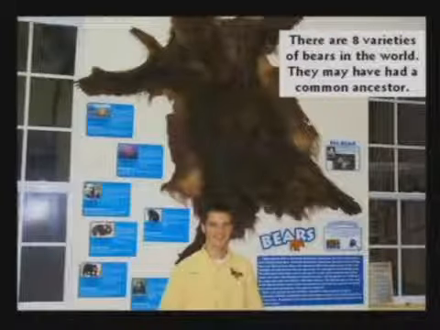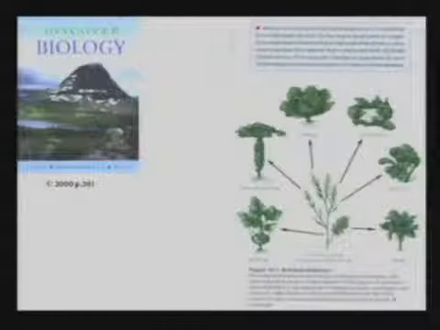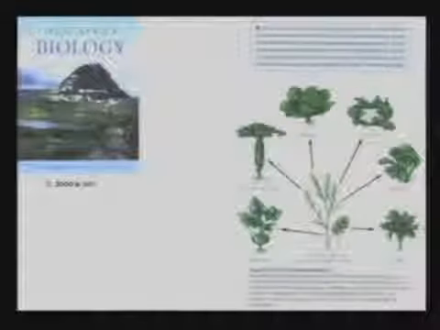It was a chicken. There are 8 kinds of bears in the world. They might have had a common ancestor. I don't know. But they're still a bear. And it's obviously recognizable as a bear. Broccoli, cauliflower, cabbage all have a common ancestor. A plant. That's not proof we came from a rock. Here in California, they graft English walnut trees on black walnut stumps.